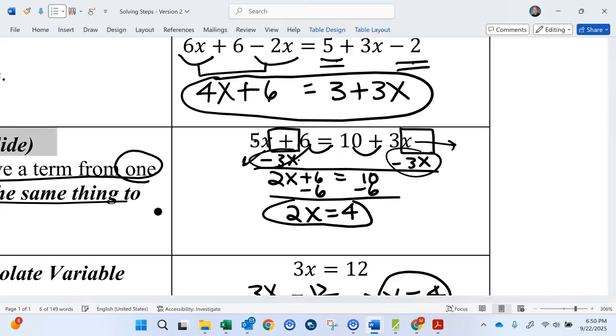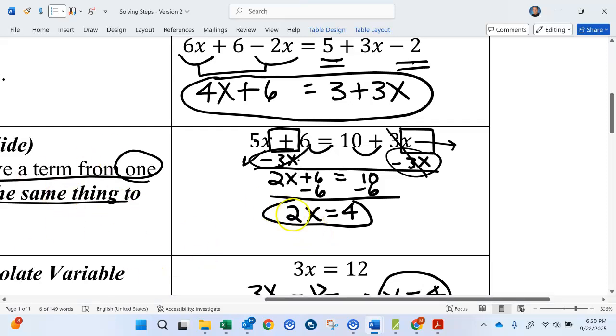So 5x minus 3x is 2x. And then this disappears over here, right? So we are left with just 10. So we had 2x plus 6. Now we're going to put the 6 and the 10 together, but we're taking away the 6 from both sides. So we get 2x equals 4, okay?